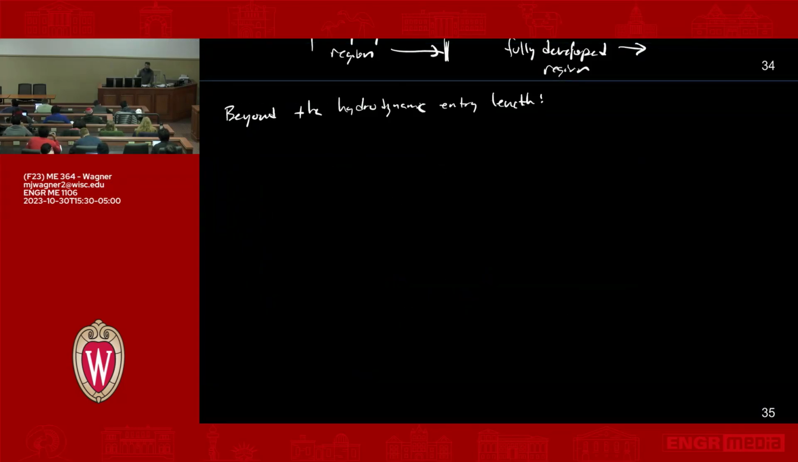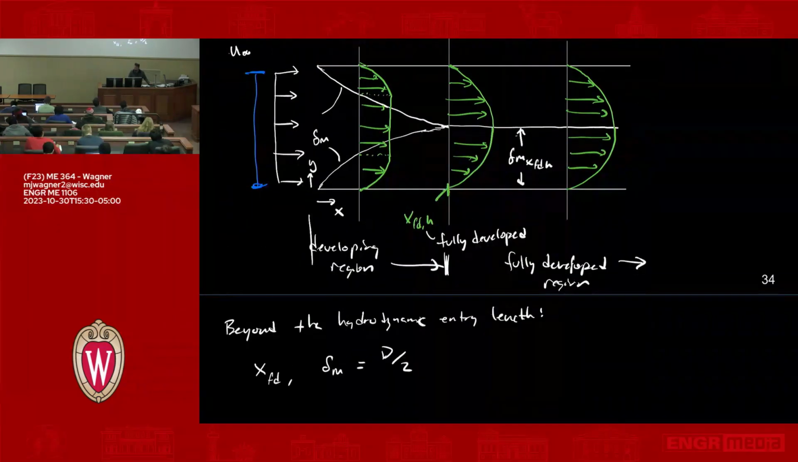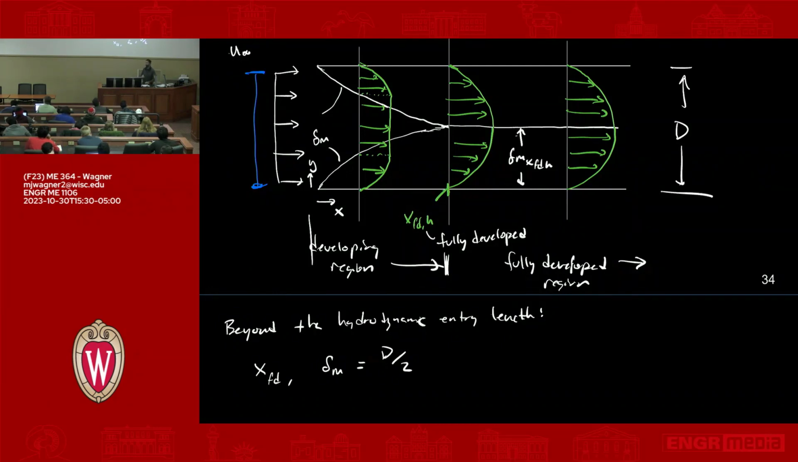Okay, so beyond that point, we have this XFD. Beyond the XFD, our boundary layer thickness in terms of velocity is just equal to something related to the duct itself, the pipe or the duct, the geometry that's involved. In this case, it would be the diameter over 2. If we call this thing here the diameter, half of that is my boundary layer thickness. So it's not too complicated.